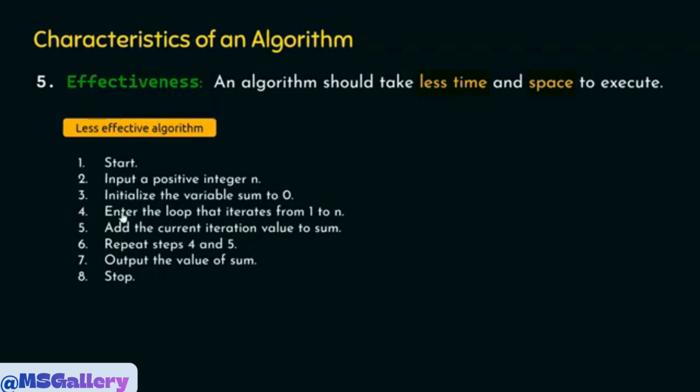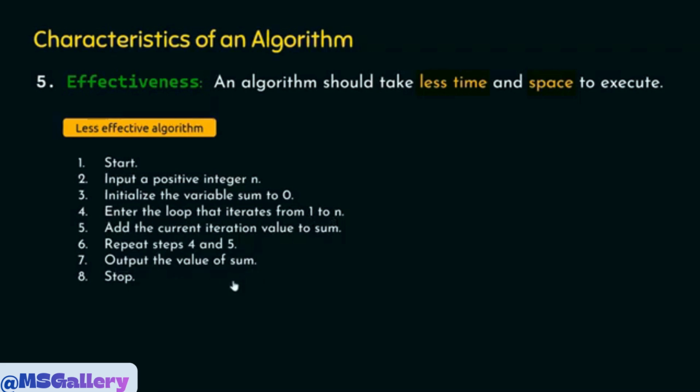After this, we are entering the loop that iterates from 1 to n, and inside this loop, we want to add the current iteration value to sum. We want to repeat steps 4 and 5 here. These steps will be repeated until we reach value n. Finally, we will output the value of sum.